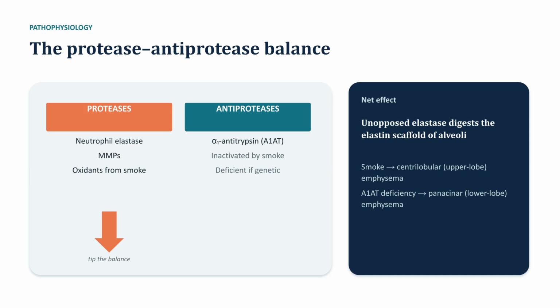Under normal conditions, alpha-1 antitrypsin protects the lung. However, smoke can inactivate this protection and increase protease activity. This imbalance leads to the digestion of the elastin scaffold in the lungs, causing emphysema.